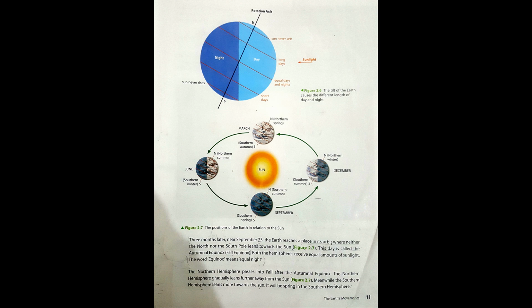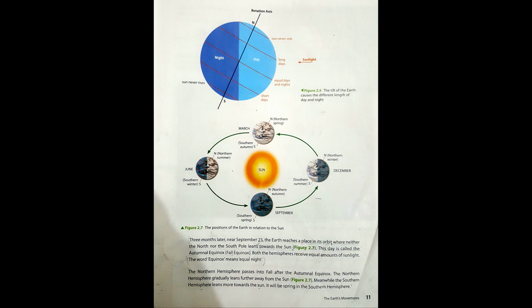3 months later, near September 23rd, the Earth reaches a place in its orbit where neither the North nor the South Pole leans towards the Sun, as in figure 2.7. This day is called the Autumnal Equinox. The northern hemisphere passes into fall after the autumnal equinox.